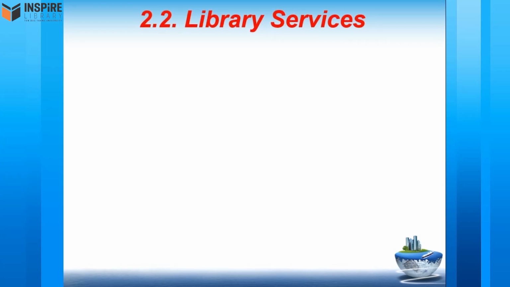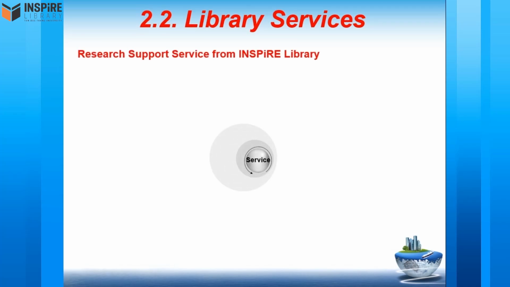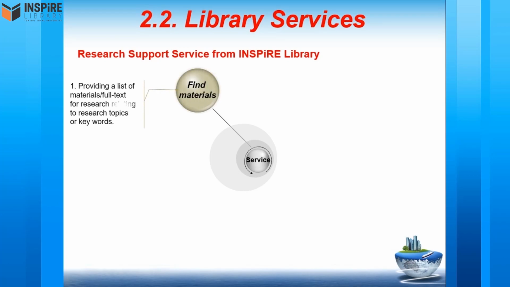Even though, in this section today, we will focus on Research Support Service. Research Support Service includes 5 small services. First is Find Materials. In this service, the library will provide a list of materials and full text for research relating to your research topics or keywords. The next one is Bibliometrics.